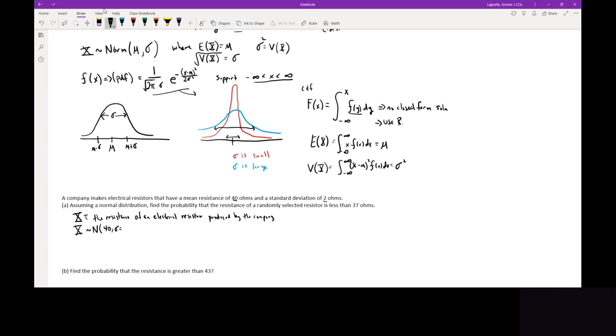I'm going to write sigma here because sometimes you see sigma squared, but sigma is equal to 2, and these are ohms. You can write them in if you want. And then we're going to find, okay, we've got to write a probability statement now. Our probability statement is, I want to find the probability that X is less than or equal to 37.